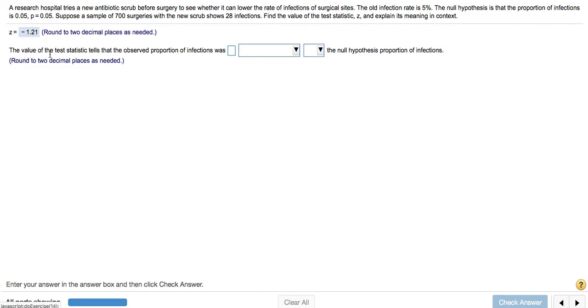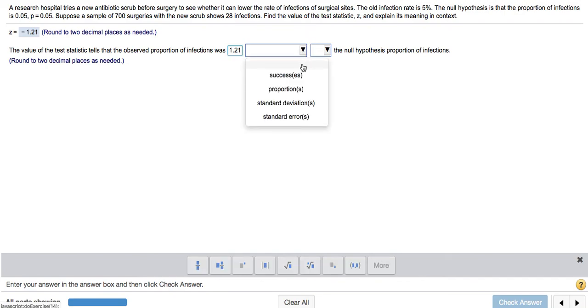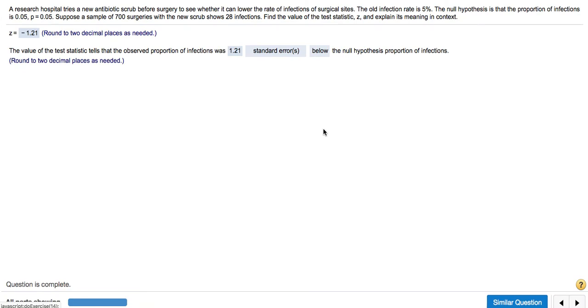Okay, so the value of the test statistic tells that the observed proportion of infections was, I think I'm going to leave it as positive. I'll put 1.21, so I'll just ignore the negative for now. So it's 1.21 standard errors below the hypothesized proportion. The reason I didn't include the negative is because the word below indicates that we're going to be to the left as opposed to the right. So basically, it's over a standard deviation away. So I'm going to check my answer. And that's it for this problem.